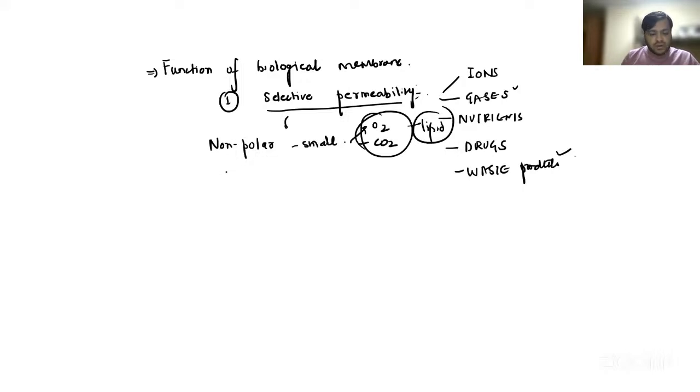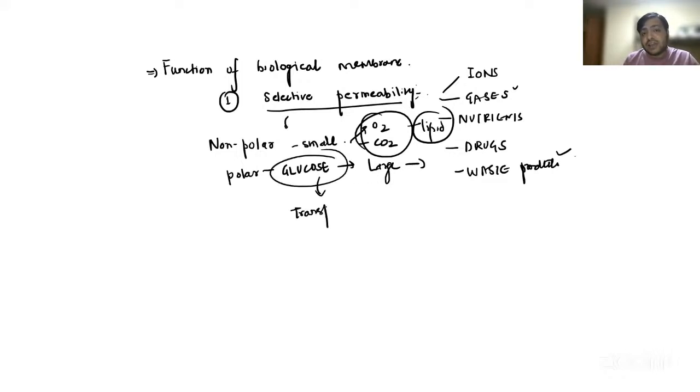For example, polar molecules such as glucose are very large, so glucose cannot cross the lipids easily. It requires a transport protein. You already know from your +1 knowledge that this transport protein is GLUT, the glucose transporter. We have various types: GLUT1, GLUT2, GLUT3, GLUT4, GLUT5, 7. That is something you have to remember.